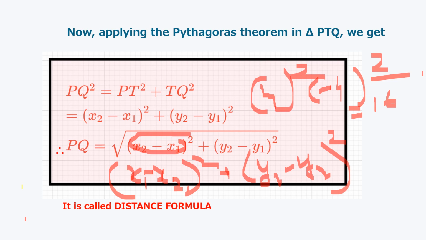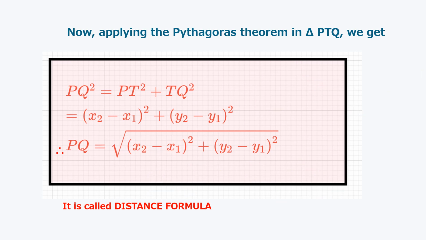You can write x1 minus x2. But be careful that if you are writing x1 minus x2 here and y2 minus y1 there, then you won't get the proper answer. So be careful about that. If you are writing x1 minus x2, here also you will take y1 minus y2. Or if you take it this way, then also it is proper: (x2 minus x1) whole squared plus (y2 minus y1) whole squared. And this formula is called the distance formula.